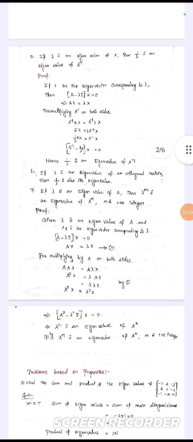Proof: if x is the eigenvector corresponding to lambda, our form is (A minus lambda I) x equal to 0. Here we write Ax equal to lambda x. Pre-multiply A inverse on both sides: A inverse Ax equal to A inverse lambda x. A inverse A equal to I. So we write I x equal to lambda A inverse x.